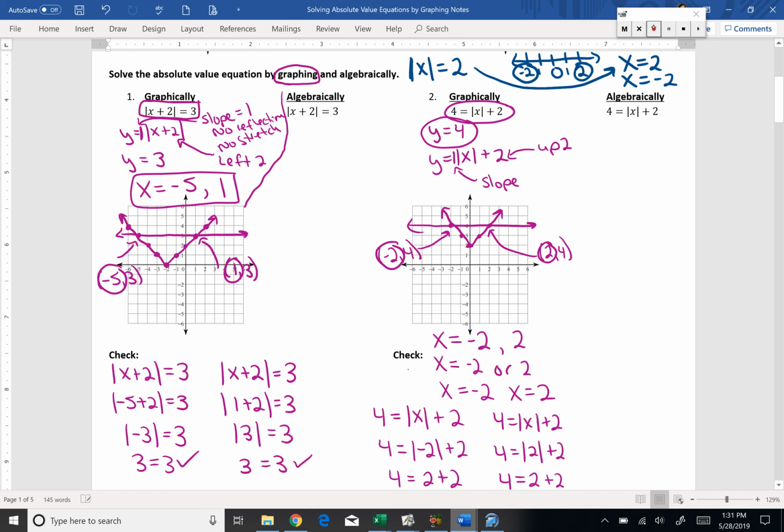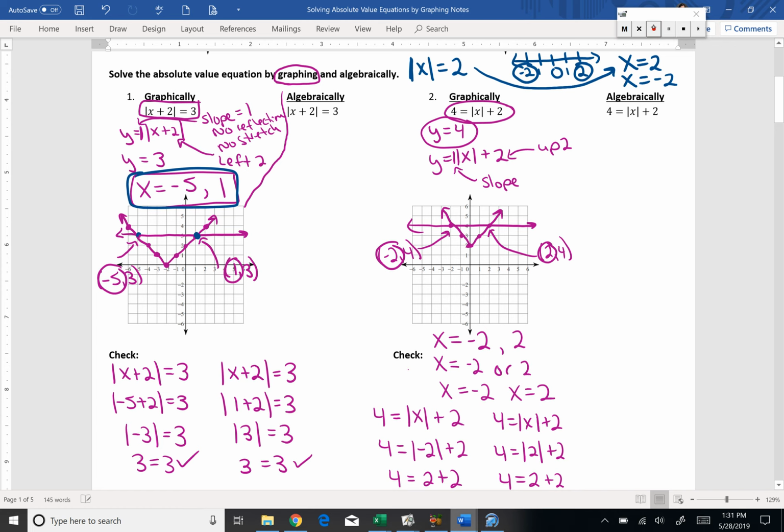Now it shouldn't surprise us that we get two different solutions because we spent the last few classes solving graphically, and when we solved graphically, we got two different solutions. Like in example 1, we got x equals negative 5, x equals 1. We got two different solutions. We look on our graph, we had two different intersection points, which led us to two different solutions.